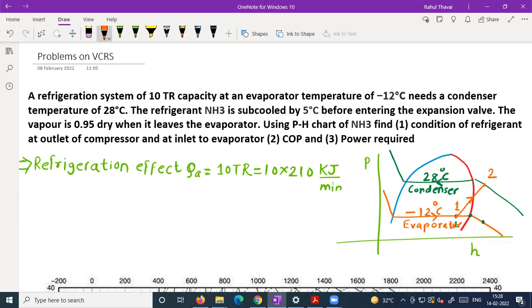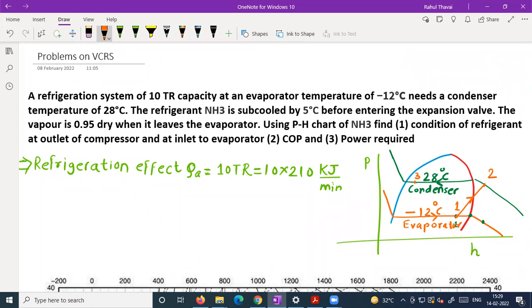I should mark somewhere on the green line. Now where should I mark? The question will be: if I mark point number 3 inside the dome, then what is the condition at point number 3? Obviously it's a wet vapor again, because it is inside the dome. Try to understand, because from 2 I need to revert back so that this vapor gets converted to what?